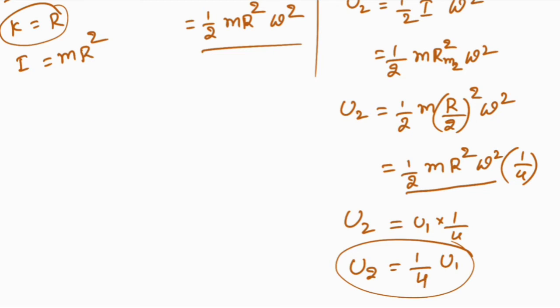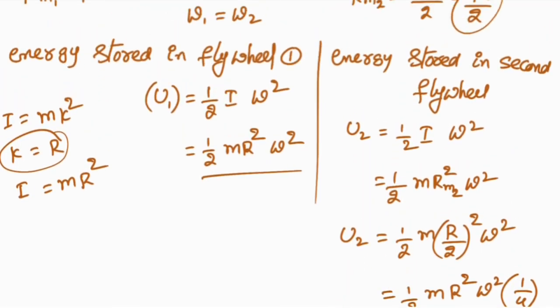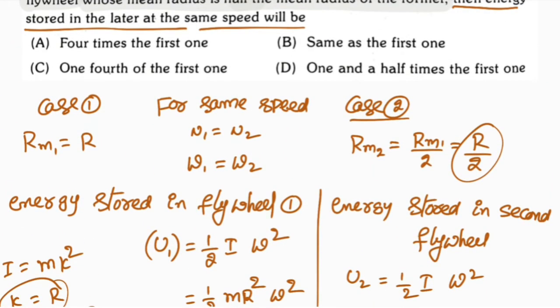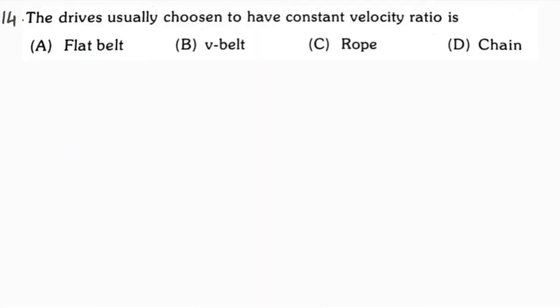I hope you clearly got my point. This kind of problem is also very important. Look at the options. 4 times the first one? No. Same as the first one? No. B is not correct. A is not correct. 1/4 of the first one. Absolutely correct. Option C is absolutely correct. I hope you got my point. Let us take another problem. Look at the 14th problem.